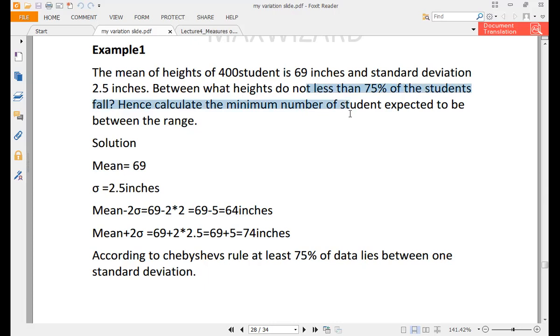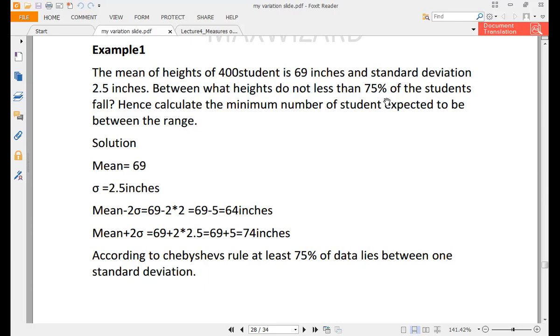So let's see how I will deal with this. It is quite easy. Since I was given 75%, I know that this does not go with empirical rules. There's nothing like 75% in empirical rule. All I have in empirical is 68%, 95, 99.7. So saying the word 75% is telling you that you are going to use Chebyshev rule.